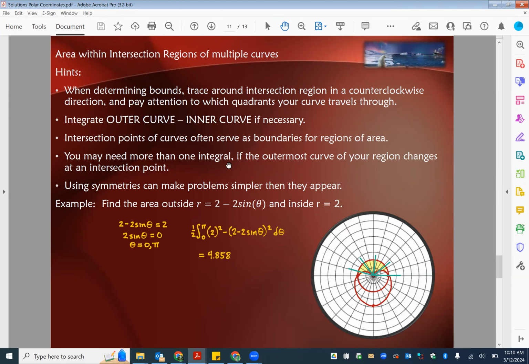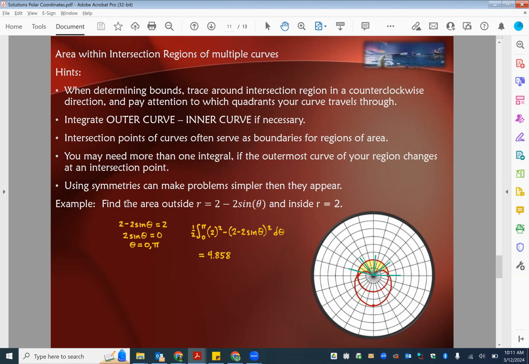Sometimes you need more than one integral. If you don't have a consistent outer and inner curve all the way through, if those roles change somehow, you might have to set up different integrals. And of course, we can also try to use symmetry to make things a little easier as well.